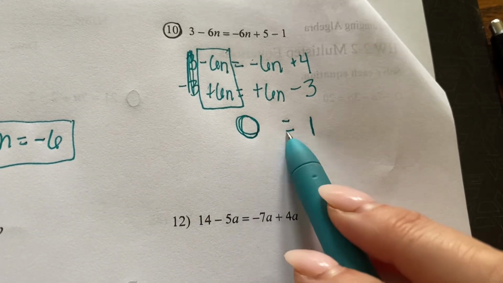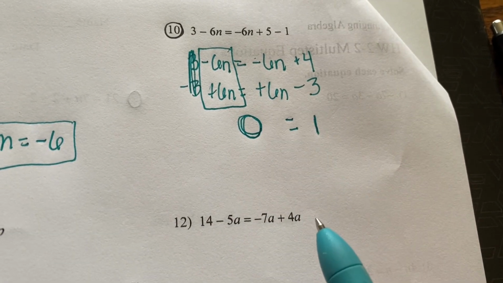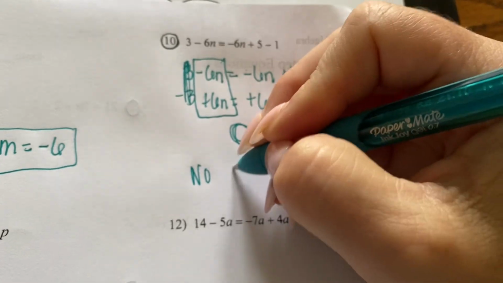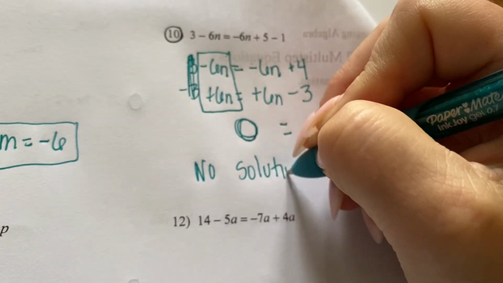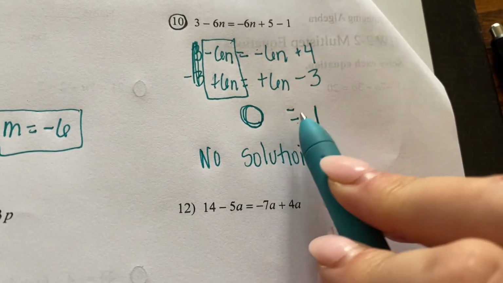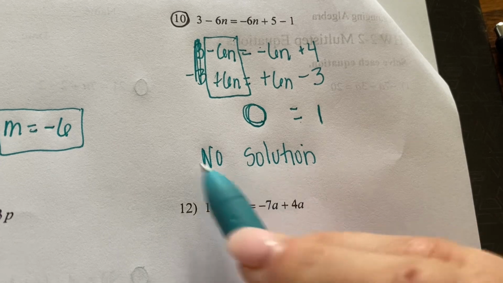Can 0 equal 1? No. This is, we could say, no solution. This is not okay. 0 cannot equal 1. So in this case, there's no solution.